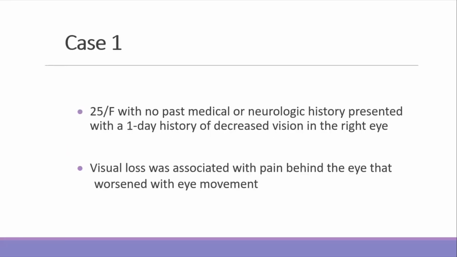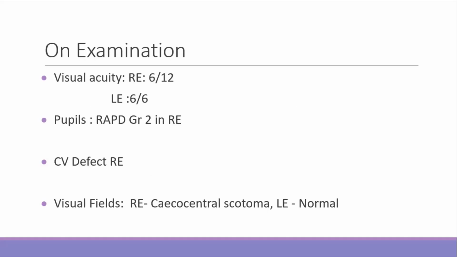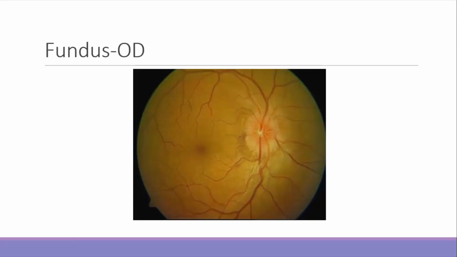So starting with case number 1, a 25-year-old female with no past medical or neurological history presented with a one-day history of decreased vision in the right eye. Visual loss was associated with pain behind the eye that worsened with eye movement. Her visual acuity in the right eye was 6/12 with a grade 2 RAPD. There was red desaturation on color vision checking, and the visual fields showed a centrocecal scotoma in the right eye. The disc showed right eye edema, left eye was normal. What is your diagnosis? Right eye optic neuritis. It seems to be like a typical optic neuritis, yes?